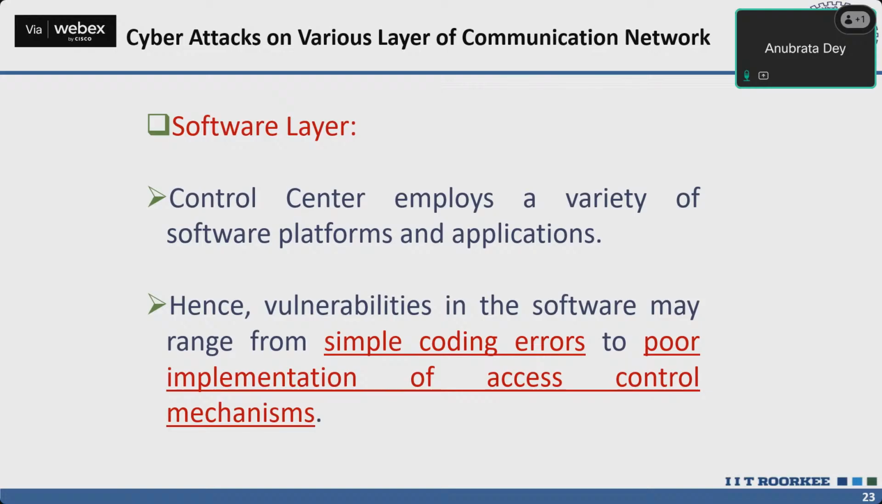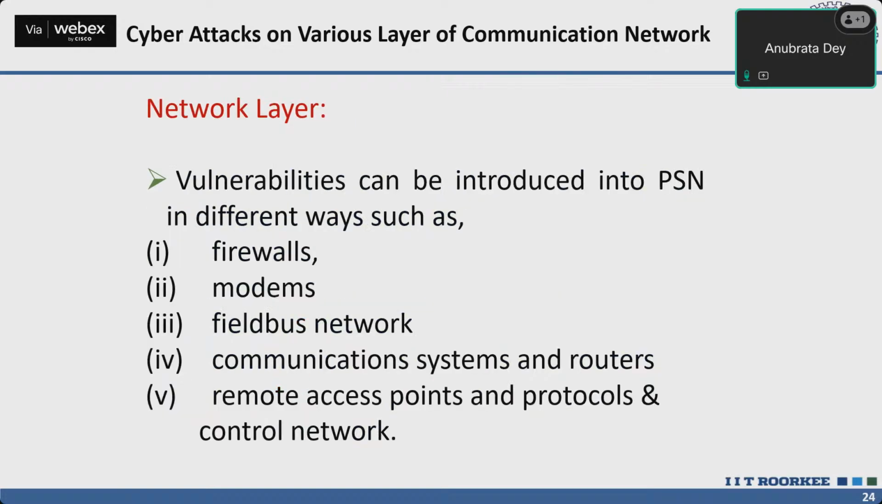There is no issue. But the major issue comes where all your data which is processed from software to hardware layer comes to the network layer. So the main problem starts from our network layer. When several devices are there in the electric grid, there are various ways, like firewalls, we use modems, we use a field bus network, we use the communication systems and routers, we use gateways, we use remote access points and protocols and control network.